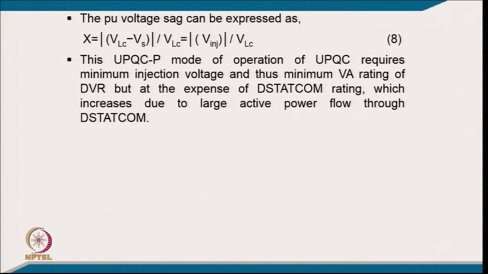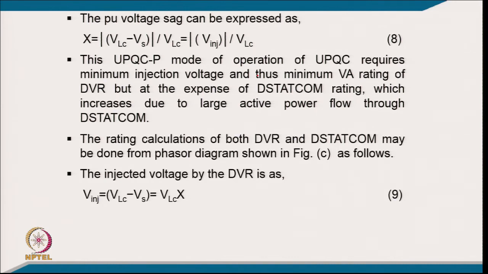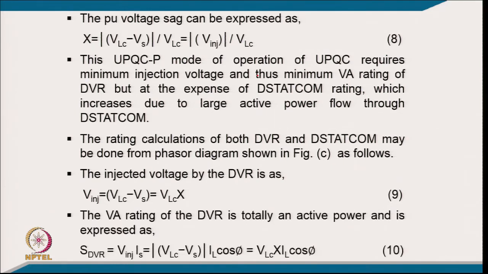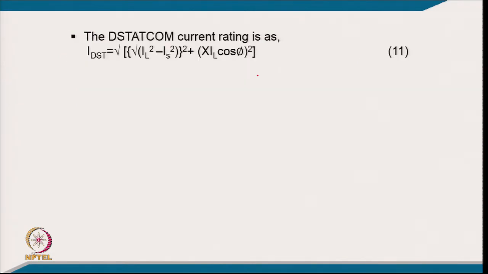And this UPQC-P mode of operation of UPQC requires minimum injection voltage, thus minimum rating of the DVR, but at the expense of the DSTATCOM rating, which increases due to large active power flow through the DSTATCOM. The rating calculation for the DVR and DSTATCOM may be done from the phasor diagram, and the injected voltage is VL' times X, and the VA rating of the DVR is V injected times IL, (VL' - Vs) times IL cos phi. So it becomes VL' times X times IL cos phi.